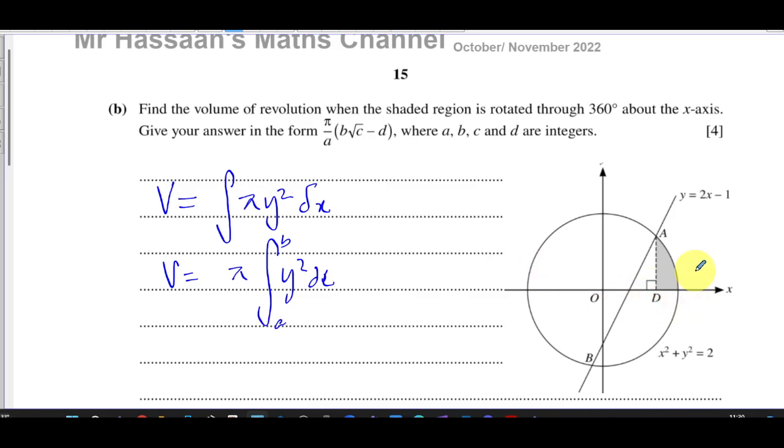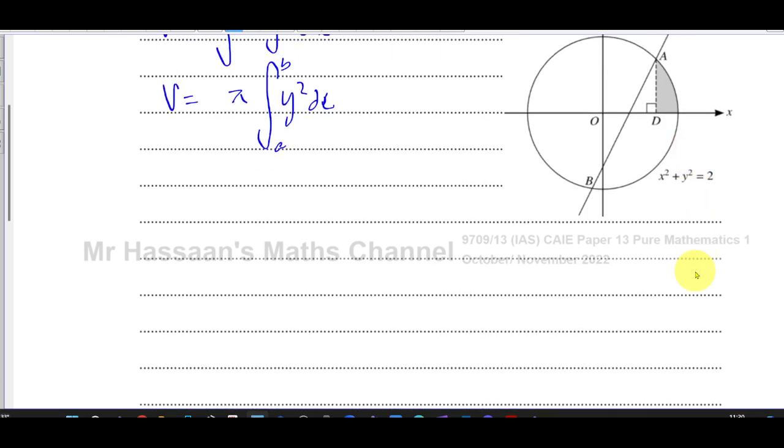Okay, so now what do I know about this shaded region here? It begins at D. Now we know the coordinates of A was 1, 1, so the coordinates of D is 1, 0. So I know this point is 1. So if I'm going to make my limits, I'm going to take this area here. My limits are going to be between 1 and this point here, which is where the circle hits the x-axis.